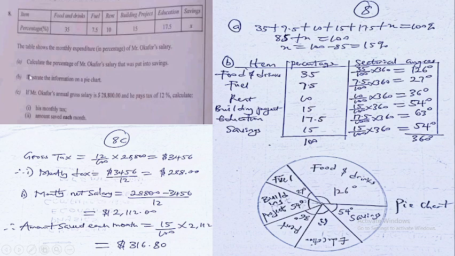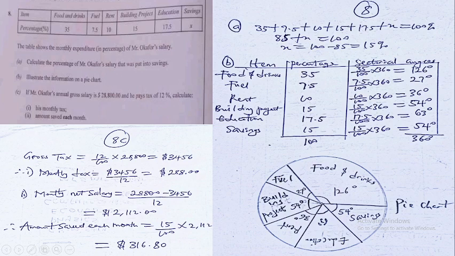Now, if you look at the next question, illustrate this information on a pie chart. So they want us to construct a pie chart using this information. Before we can represent this information on a pie chart, we need to first of all get the sectorial angles for each item.